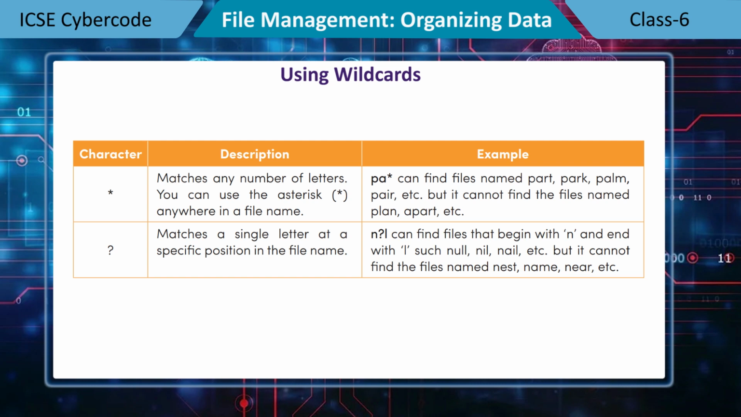The question mark matches a single letter at a specific position in the file name. N?L can find files that begin with N and end with L, such as null, nil, nail, etc. but it cannot find the files named nest, name, near, etc.